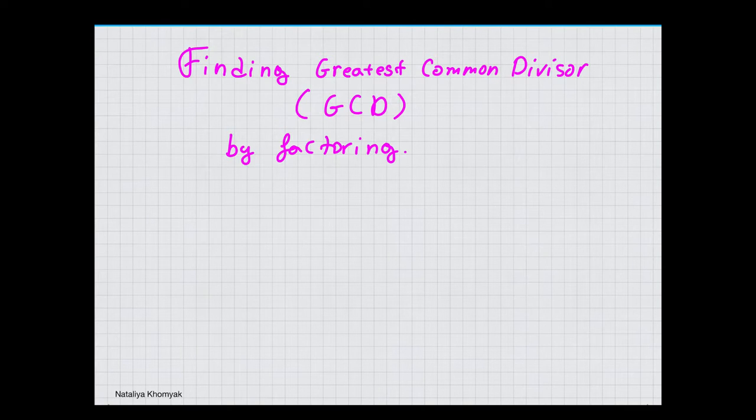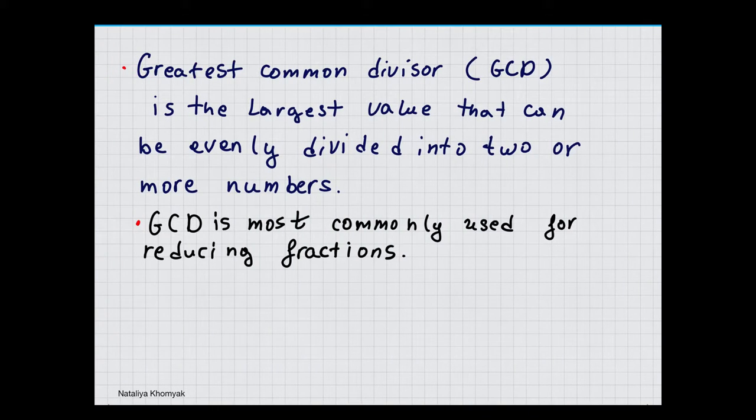Hi all! Let's look at how to find greatest common divisor by factoring. A greatest common divisor, GCD, is the largest value that can be evenly divided into two or more numbers. GCD is most commonly used for reducing fractions.